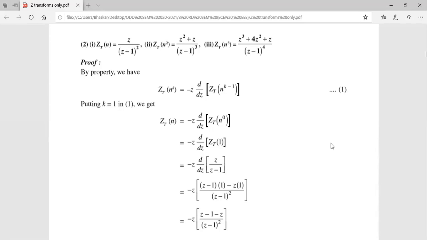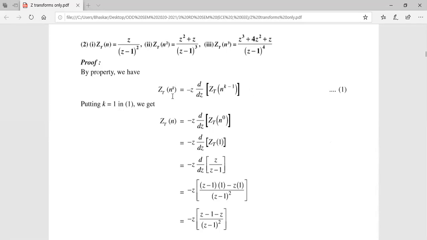In this class, we are going to see the Z transform of some standard functions. In the last class, we already saw the transforms of different types of functions, and at the same time we saw the shifting rule, damping rule, and everything. Now we are going to see the Z transform of the standard functions: Z transform of n square and n cube, and Z transform of cos n theta and sin n theta.